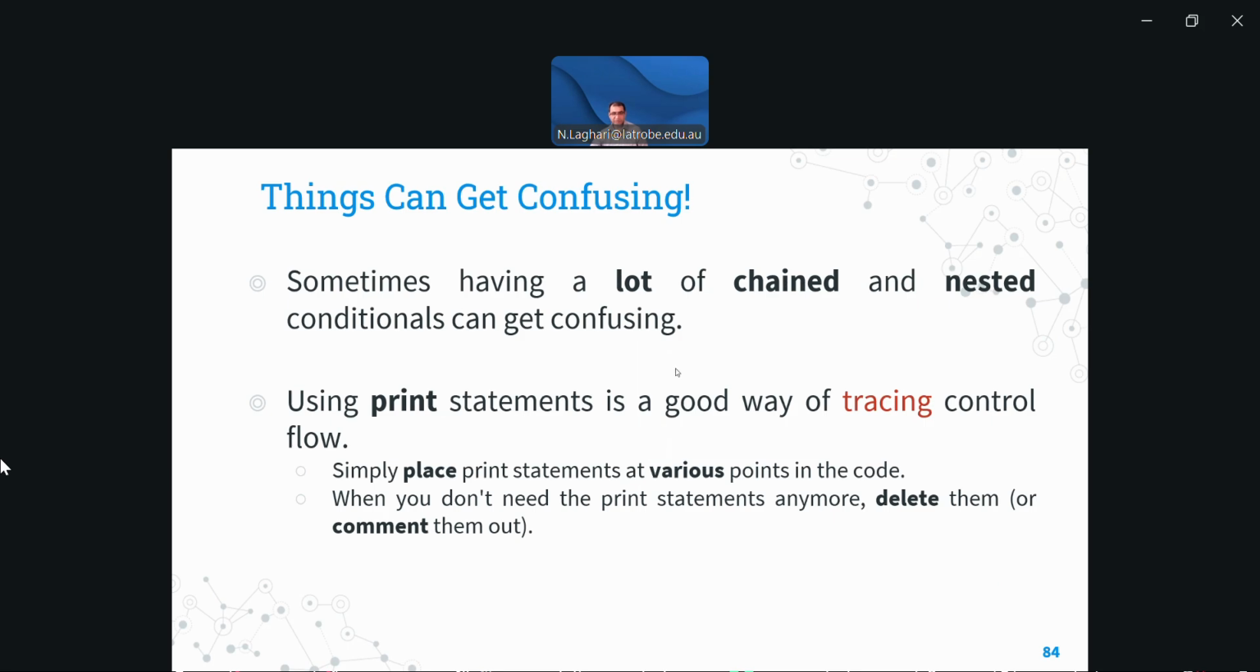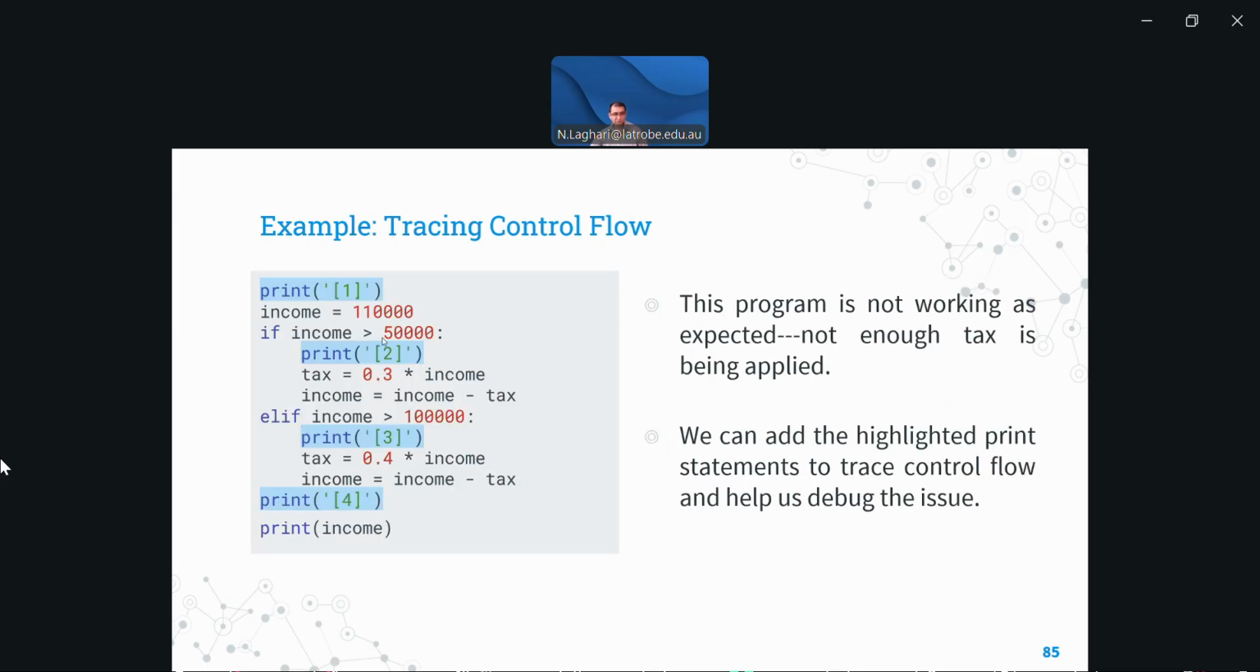Sometimes having a lot of chained and nested conditionals can get confusing, and using a print statement is a good way of tracing control flow. So you have a program, you start printing here, you print 1 here, print 2, print 3, print 4. That way you now know what part of the program is executing. This is just one way of debugging your program.